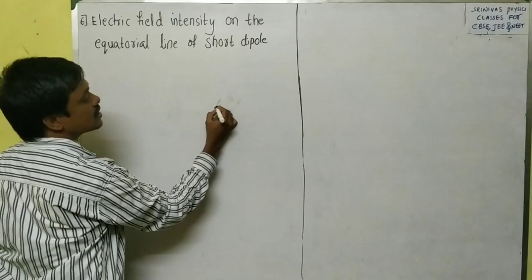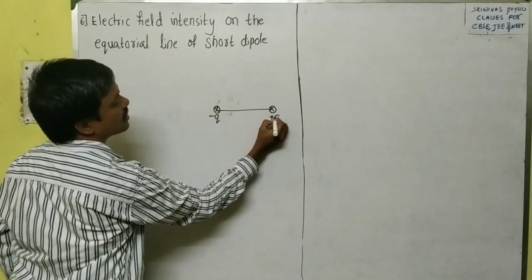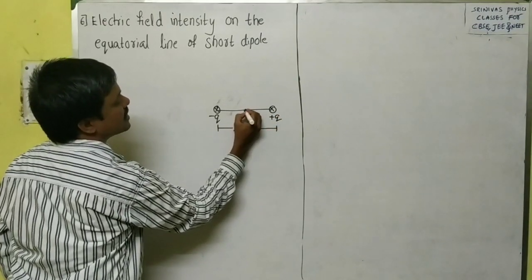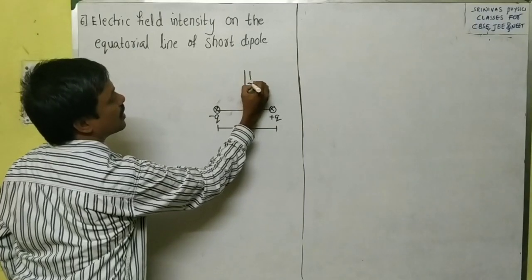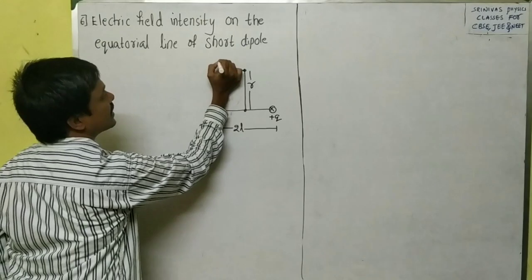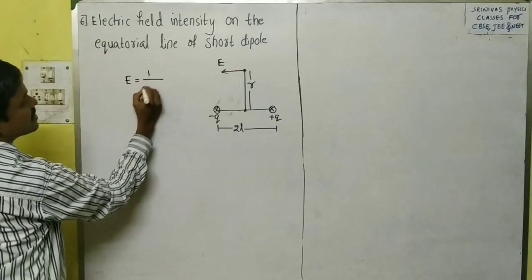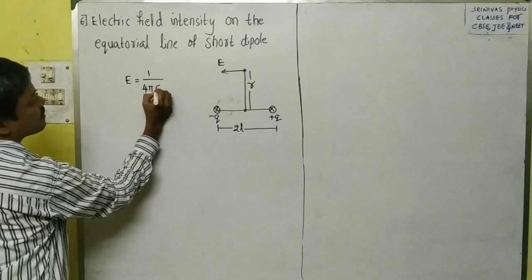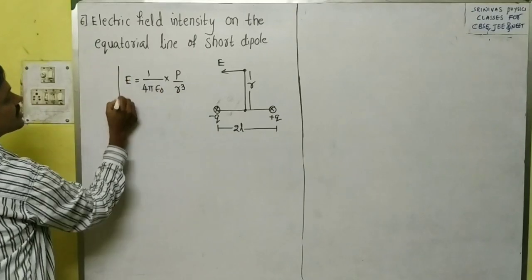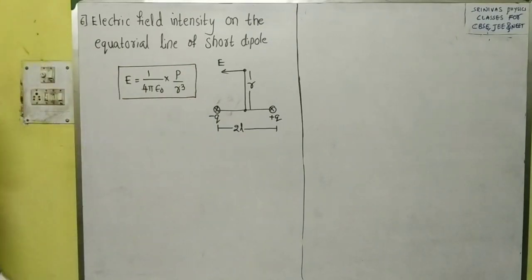Okay, right, this is an electric dipole. This is the minus q charge, this is the plus q charge. This is the electric dipole, its length is 2L. From the center at a distance r, I want the electric field intensity here. This is the electric field intensity direction. Now the electric field intensity on the equatorial line formula is 1 by 4 pi epsilon naught into P by r cube. This is also in the case of a short dipole.